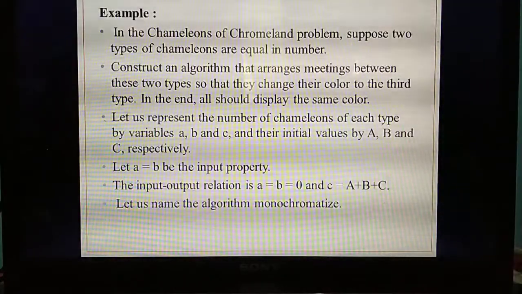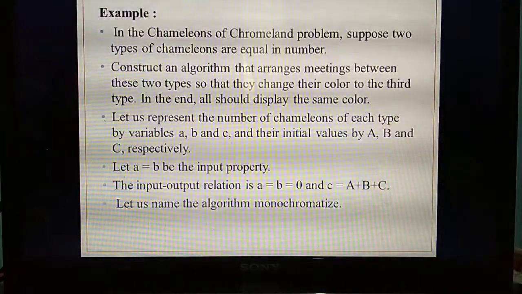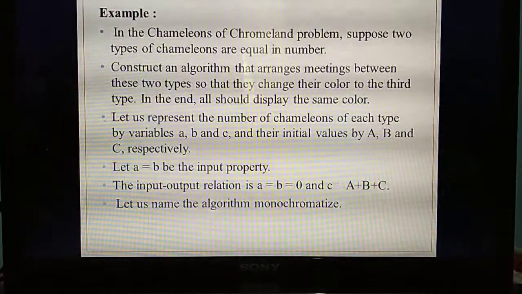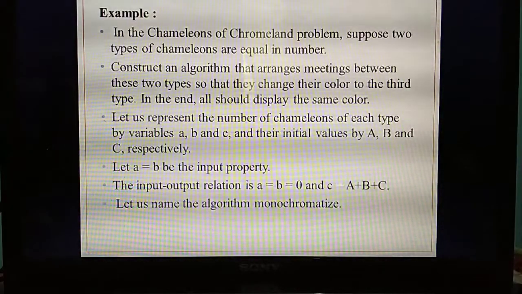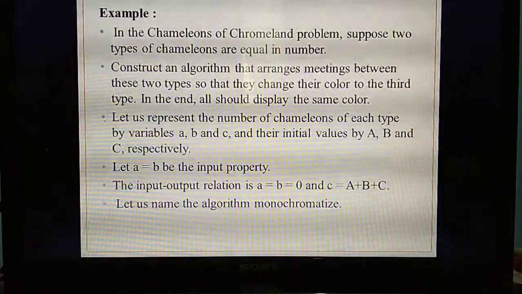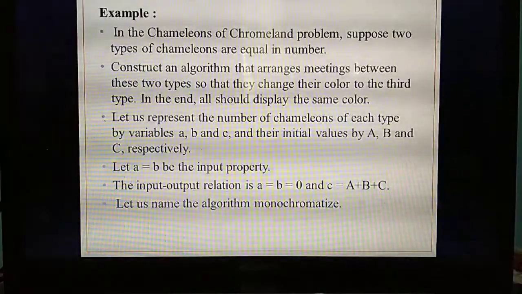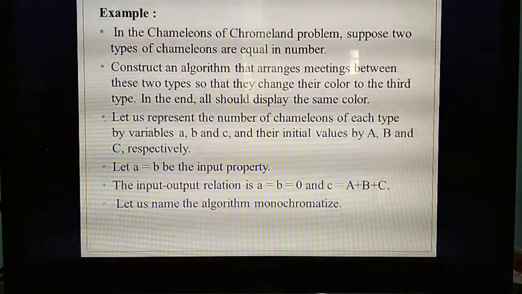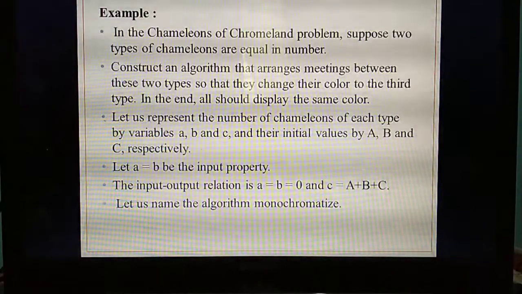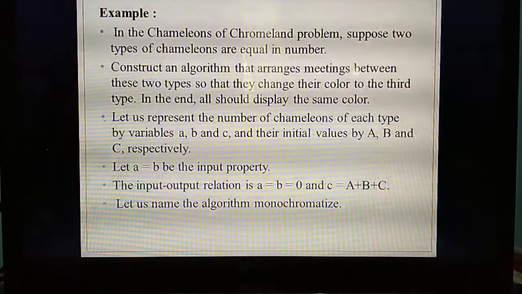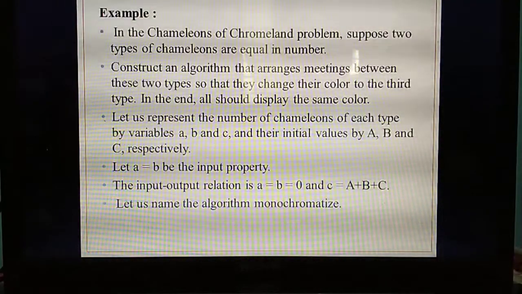What does the question mean? Among these 3 types, they are conducting meetings among themselves. Suppose 2 types of chameleons are equal in number. For example, consider red color, green color and blue color. Sometimes 2 red and 2 green. These 2 types conduct a meeting among them, and they are equal in number.